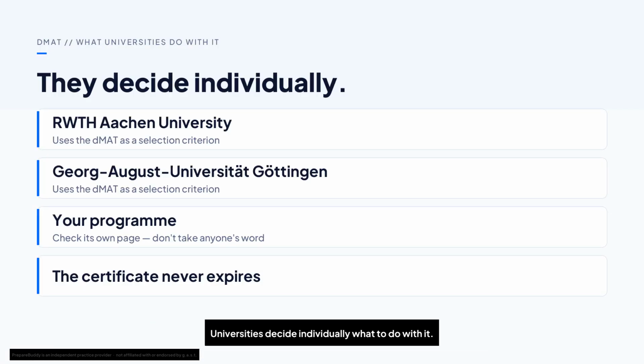Universities decide individually what to do with it. Currently, RWTH Aachen and the University of Göttingen use the dMAT as a selection criterion. Check your target program directly. The certificate is issued by g.a.s.t, referenced on your APS certificate, and it never expires.